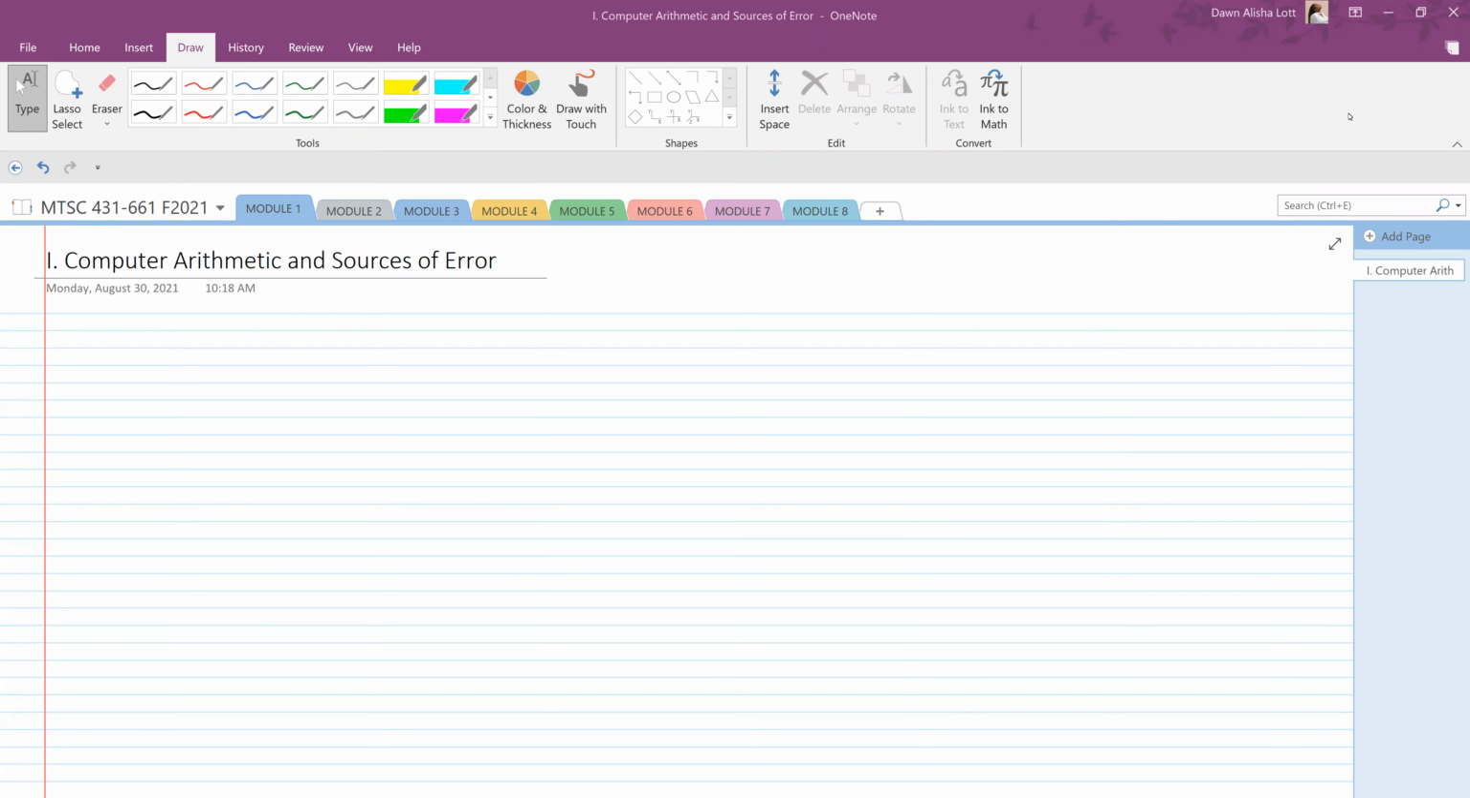So we're going to start with computer arithmetic and sources of error, because it helps if we understand what our computer is actually doing. And then once we understand what the computer is actually doing, we're able to identify errors that we may have in our solutions and things that we can do to fix that. Okay, so first section is computer representation of numbers.